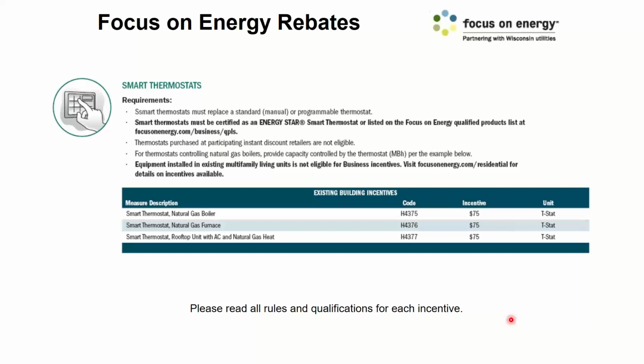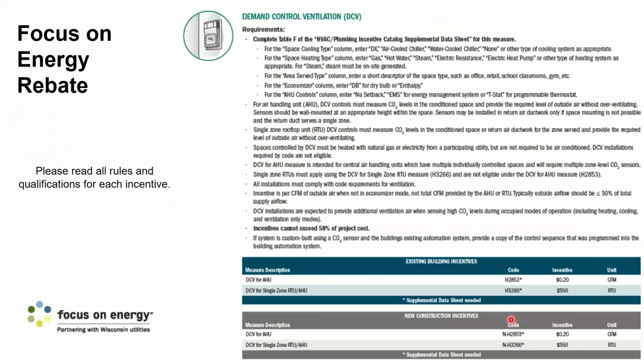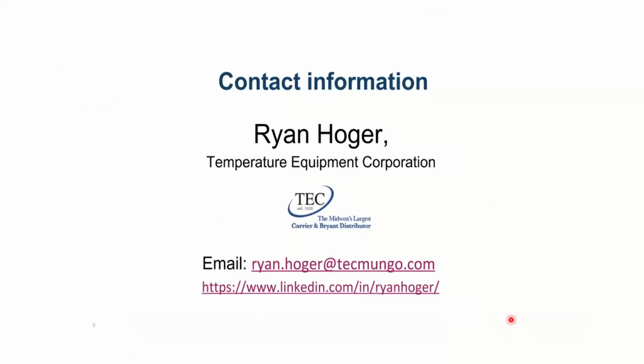The smart thermostat rebates we talked about last time in session number 2. So those are out there if you want to upgrade your thermostats. We have the economizer that you can retrofit onto units, $200 per rooftop. We have the demand ventilation that we had talked about. And then we have the advanced rooftop controllers that we talked about today. So lots of ways to get some free money.